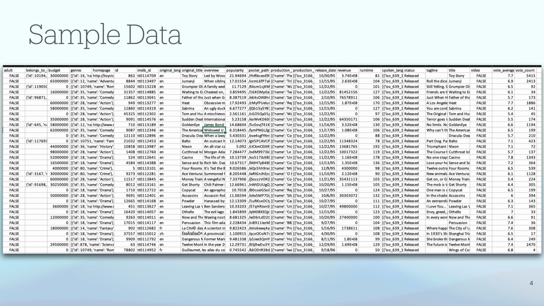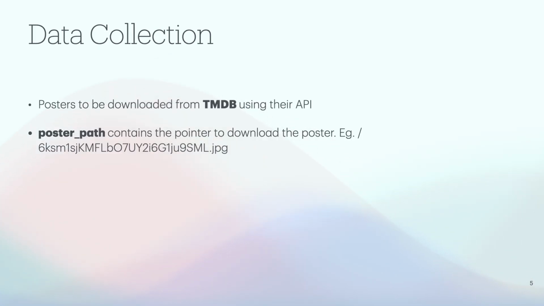I used the movie ID to call the revenue of the movies, about 45,000 of them. And then I also had to use the poster paths that were present in the data set to download the poster images of the movies from TMDB.